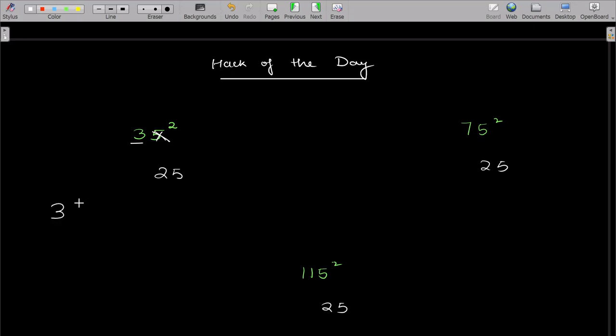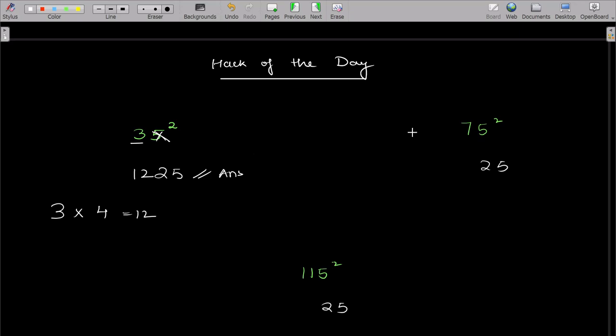Write this 3 here, and then what is 3 plus 1, Anika? 4. Write this 4 here. Multiply 3 and 4. That gives you 12. Now write this 12 here, and that's your answer.